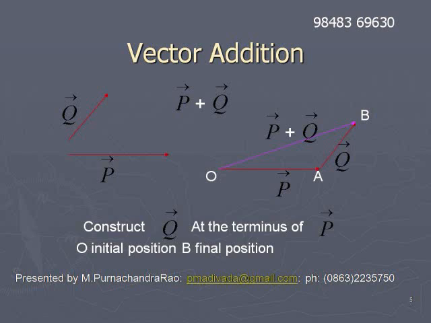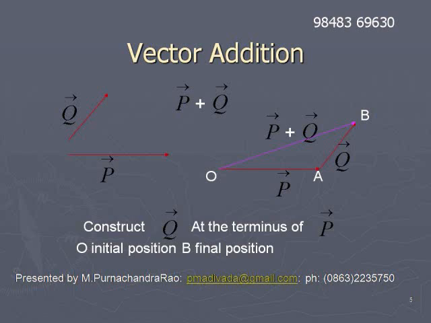Now let us take OA bar. The vector OA represents the vector p bar. At the head of the vector p bar, that is at the head of OA bar, construct the vector q bar. Construct the vector q bar at the head of OA bar.